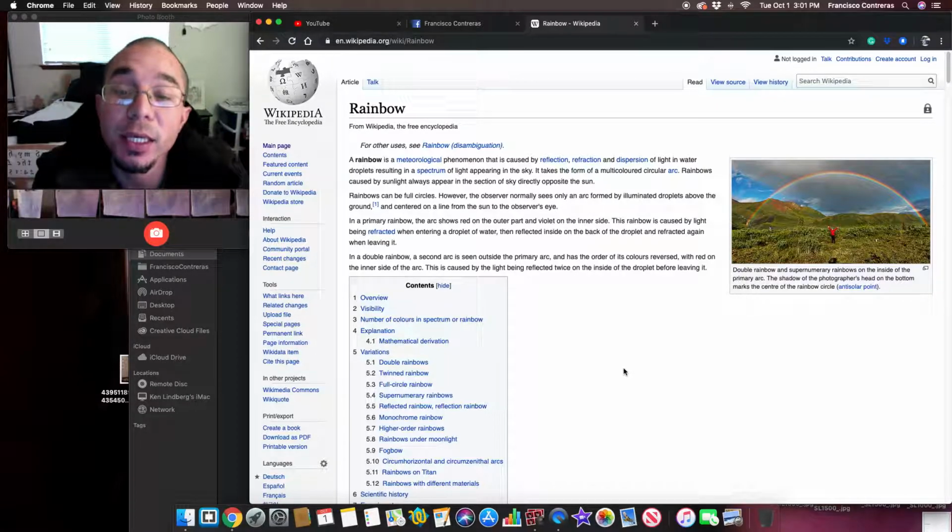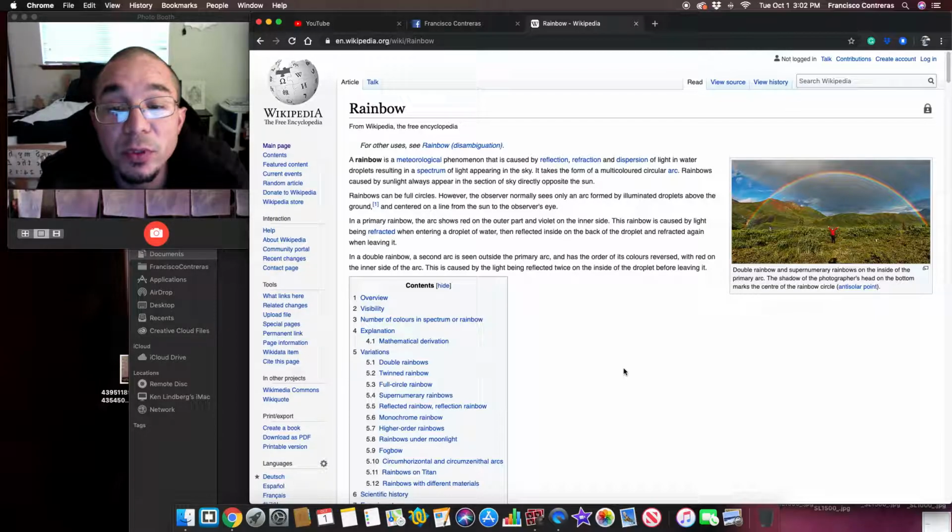A rainbow is a meteorological phenomenon that is caused by reflection, refraction, and dispersion of light in water droplets, resulting in a spectrum of light appearing in the sky. It takes the form of a multicolored circular arc. Rainbows caused by sunlight always appear in the section of sky directly opposite the sun.